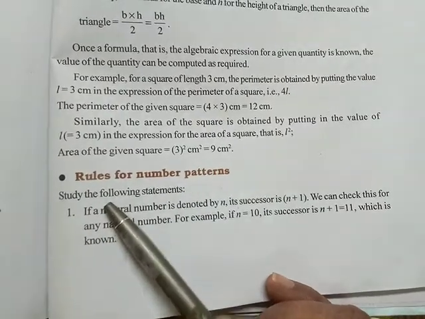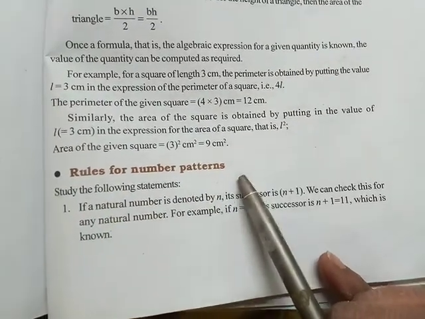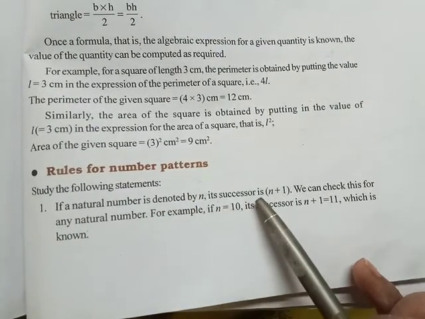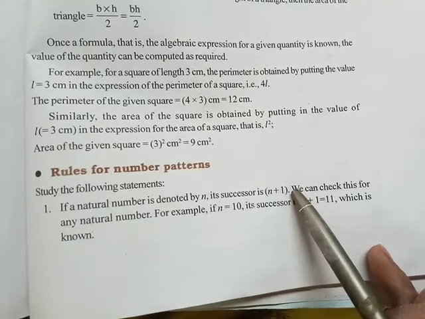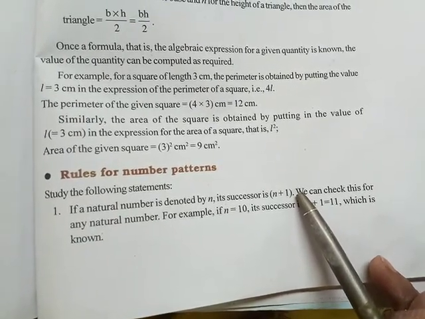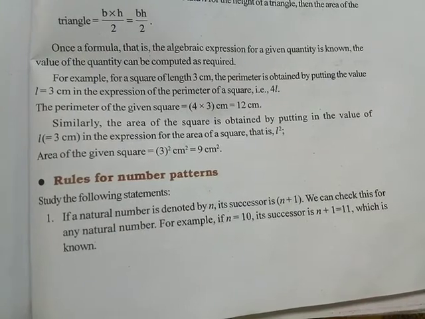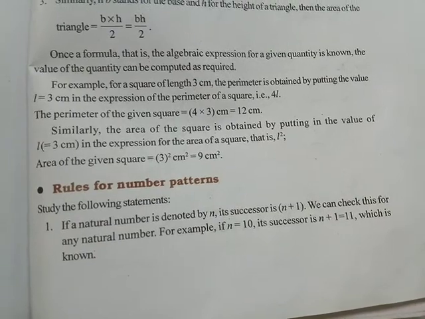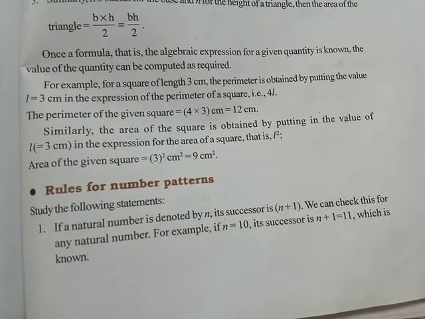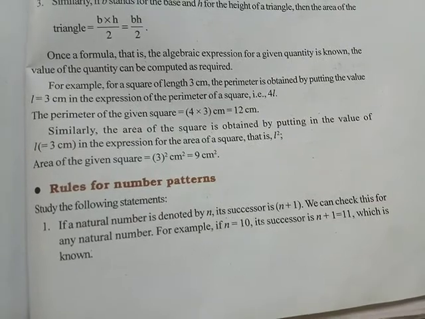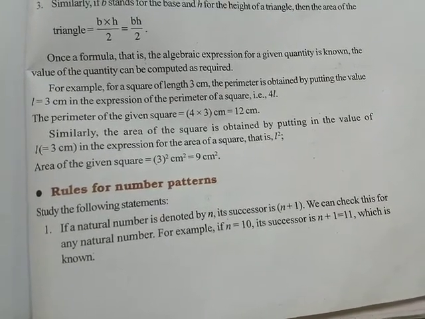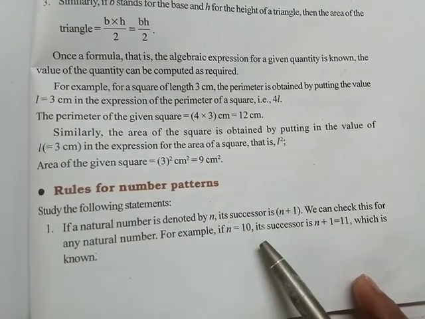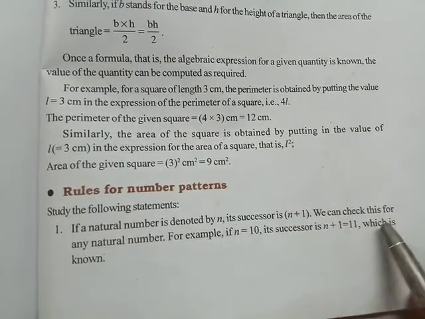Now we see rules for number patterns. Study the following statements. If a natural number is denoted by n, its successor is n plus 1. So its successor means plus 1. You have to keep on adding 1. Suppose your number is 1, so what is the successor of 1? 1 plus 1, that is 2. If your number n is equal to 3, then what is the successor? n plus 1, that is 3 plus 1 is equal to 4. Suppose you have n equal to 10, so what is its successor? n plus 1 means 11.